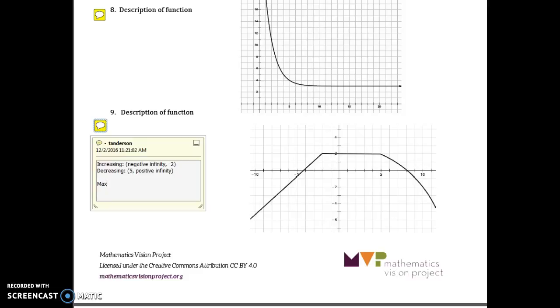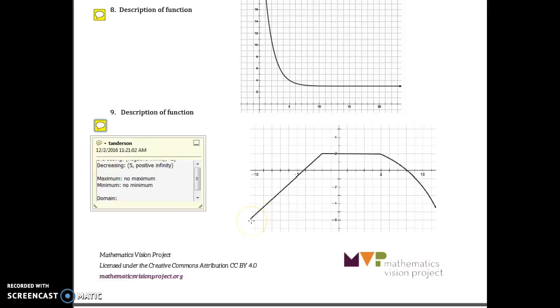Maximum happens when it switches from increasing to decreasing. That never happens. We increase, yes, but then we also go constant before we decrease. So there's no maximum. Minimum, we could say the same. It never decreases then increases. So there's no minimum.